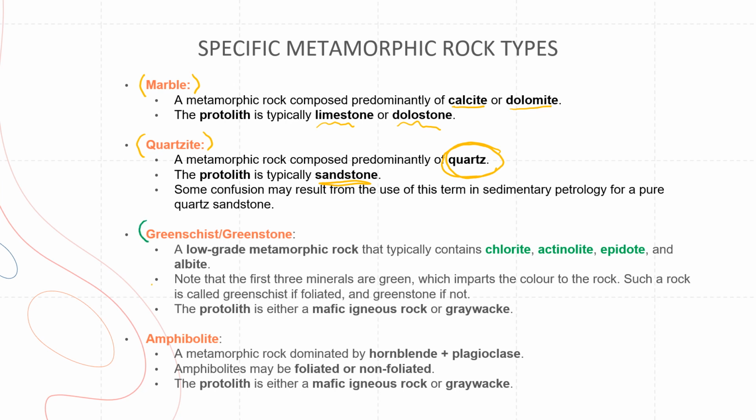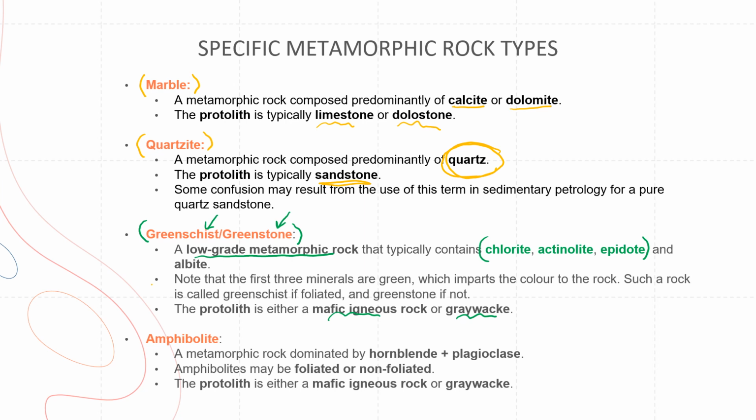And again, as the name suggests, green schist and greenstone are low-grade metamorphic rocks that typically contain green minerals such as chlorite, actinolite, and epidote. And these green minerals are what imparts the color onto the rock. So these rocks are called green schist if foliated and greenstone if non-foliated. And the protolith for this could either be a mafic igneous rock or a greywacke.